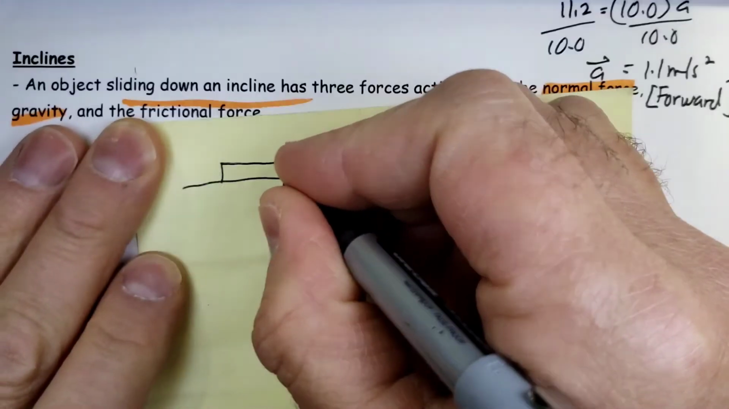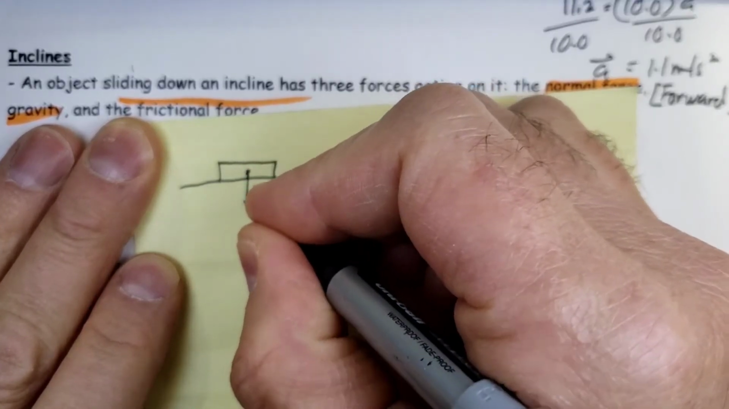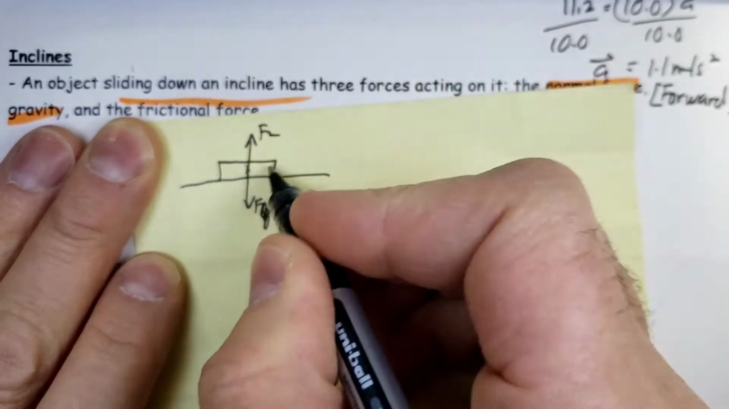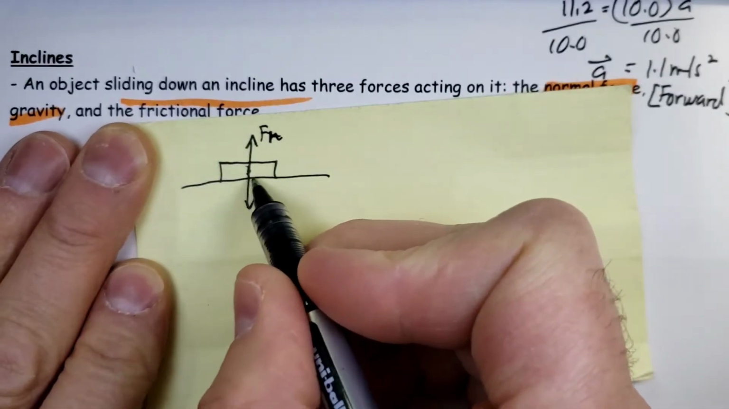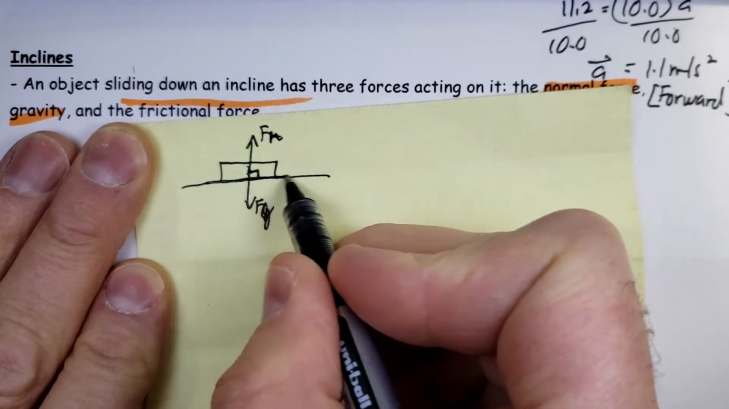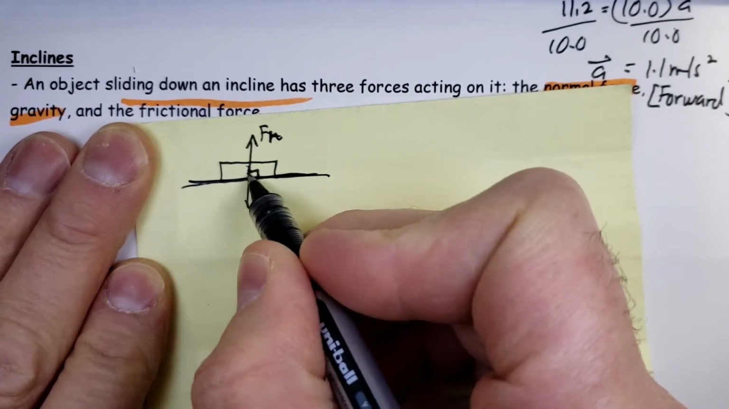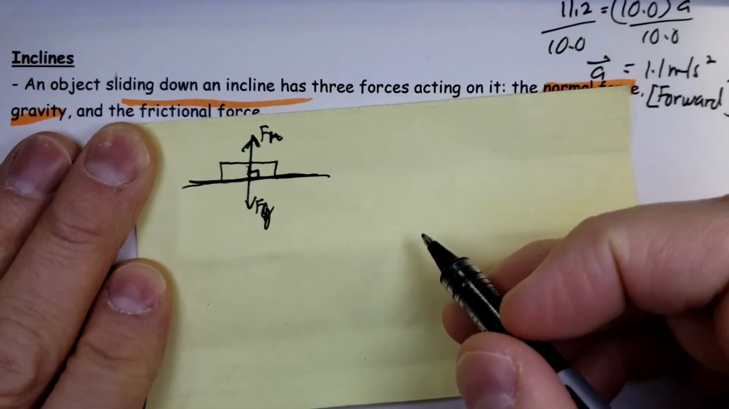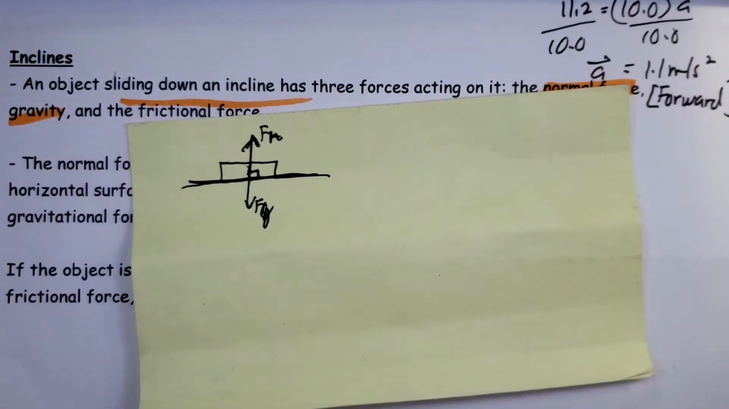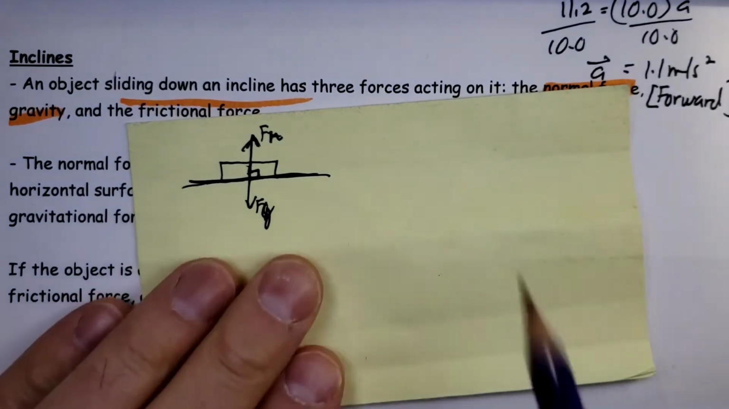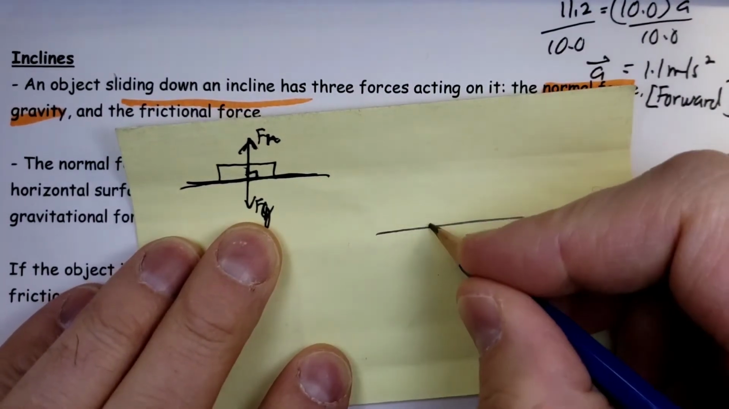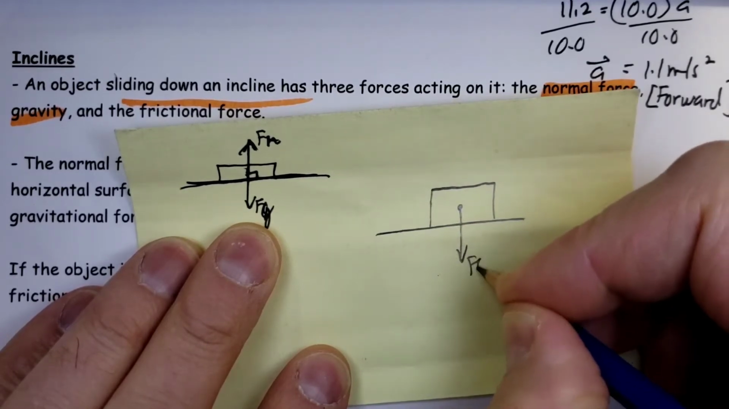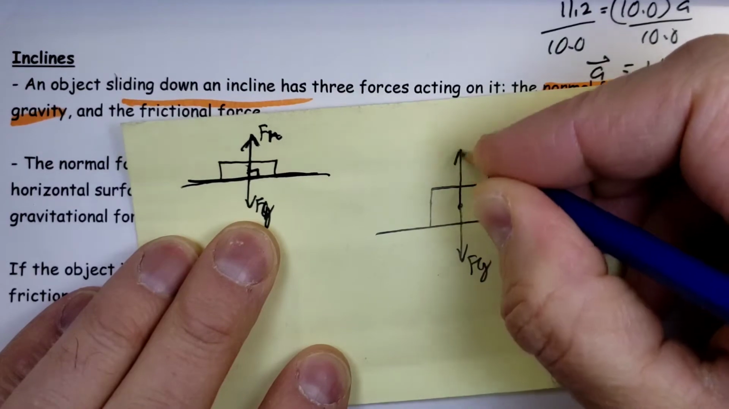If we have our box, Fg is pulling downwards, Fn is pushing upwards. Really it's always the force perpendicular to the surface. If this is the surface, perpendicular to the surface is the normal force. If I redraw that, again we have a box like this, we have Fg, we have Fn.